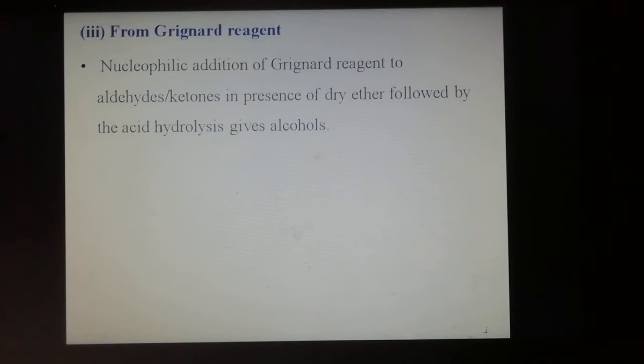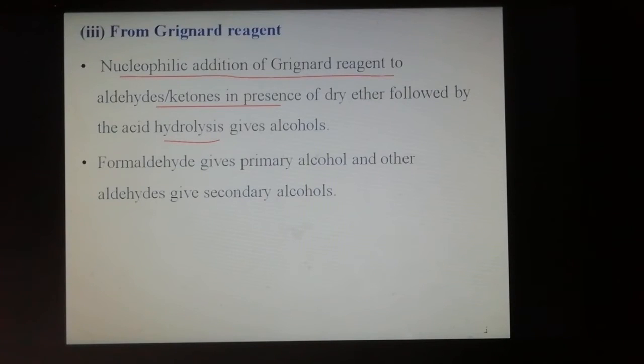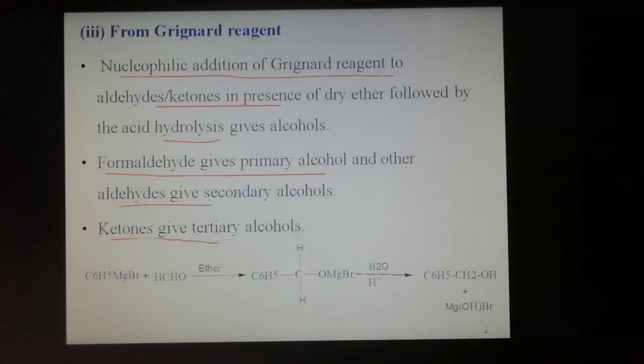Nucleophilic addition of Grignard reagent to aldehyde or ketone in the presence of ether, followed by acid hydrolysis, gives alcohol. Generally, formaldehyde gives primary alcohol, other aldehydes give secondary alcohol, but ketones give tertiary alcohol. So the equation for this reaction. First, the reaction between Grignard reagent and formaldehyde.